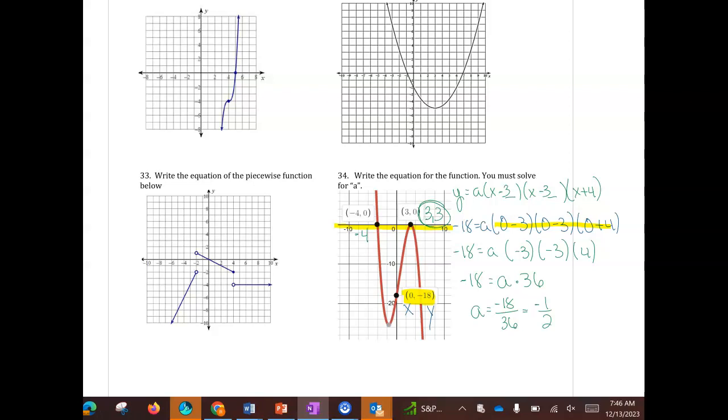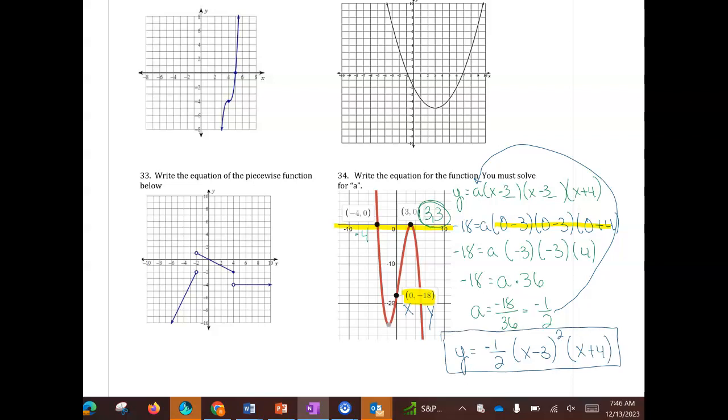So now my final answer, I take that a and I just put it back in here. So y equals -1/2. Instead of writing x minus 3 twice, I can write it once with the squared and then the x plus 4. So there's my final answer for 34.